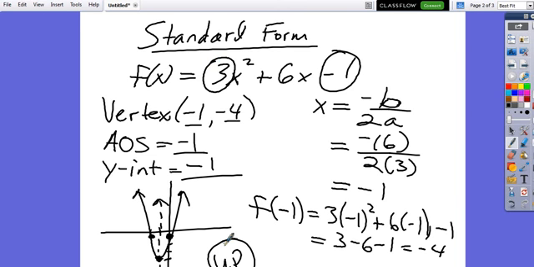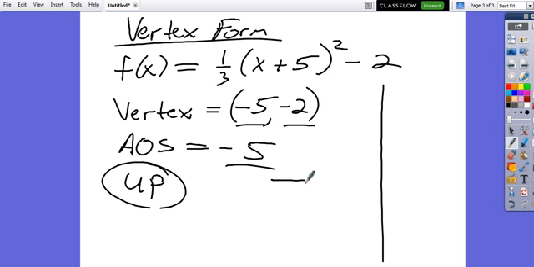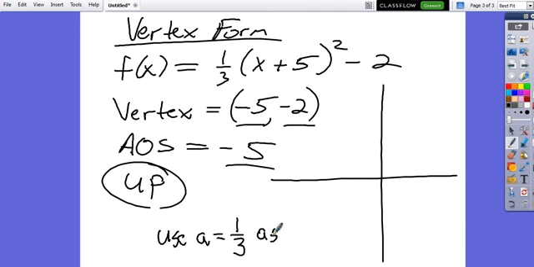All right, so now we can graph this thing. Now notice I did not ask you for the y-intercept because we don't use the y-intercept in vertex form. We use the a value. Use a equals 1/3 as if it were slope. Okay? So then, negative 5, negative 2. Left 5, down 2.